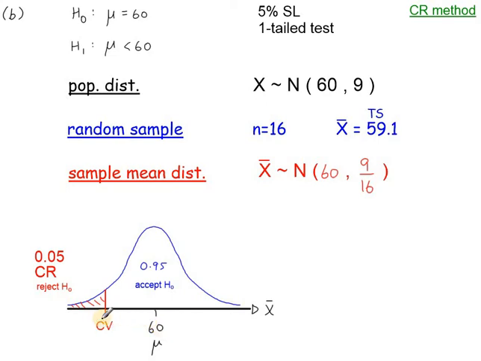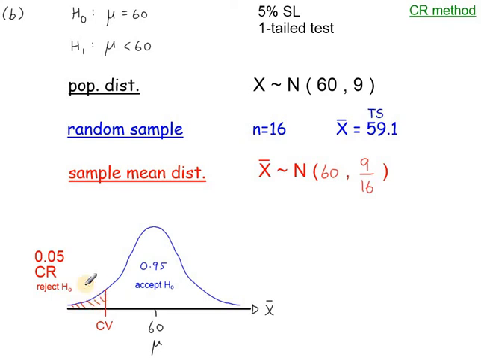CV, this is the critical value, and the shaded region here is called the critical region. If our test value, which is 59.1, falls in this region, we will reject H0. If our test value falls anywhere on this side, we will accept H0. CR, the critical region, hence the critical regions method. The probability that goes into the critical region is always your significance level for a one-tailed test.